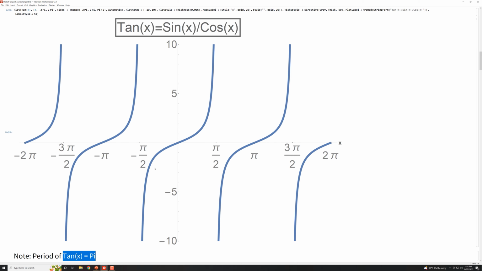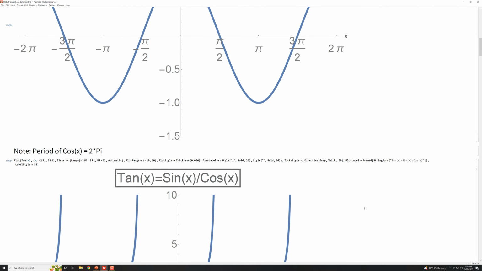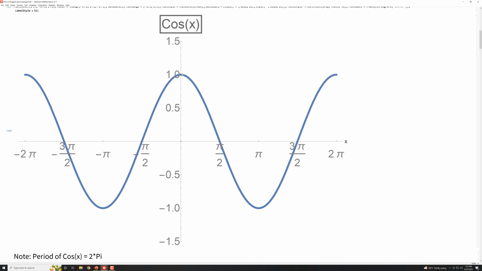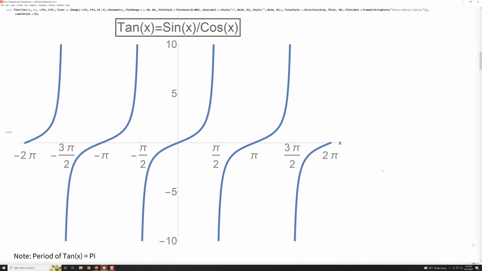So the period of the tangent function is not 2 pi. The period is actually 1 pi, so it's half the period. Just to refresh your memory, the cosine and the sine both begin to repeat themselves after 2 pi, but the tangent function, which is the sine divided by the cosine, does not have a period of 2 pi. It has a period of half of that, a period of pi radians, okay?